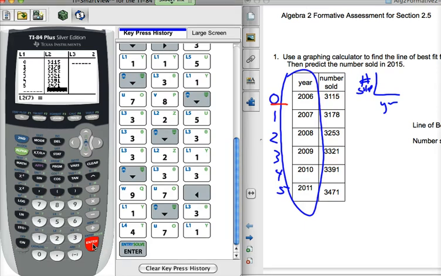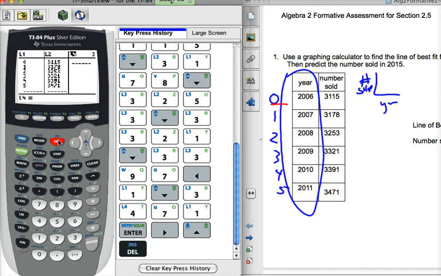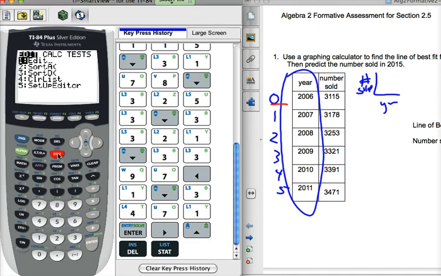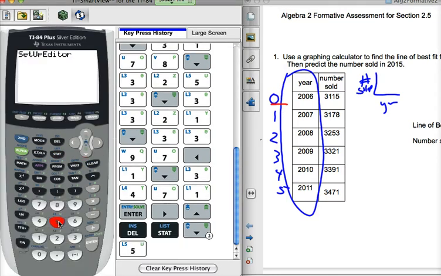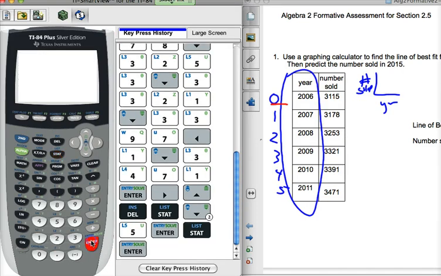If you happen to accidentally hit delete, like let's say I'm over on L3 and I hit delete, and I'm like, oh no, my L3 disappeared. This is how you get it back. If you delete a list by accident, hit stat, number 5. You can either arrow down to number 5 or just hit the number 5 and it'll bring up SetUpEditor. Then press enter and it'll say done. Now if you go back to stat, edit, L3's back. So if you accidentally delete it, don't fret, you can get it back.